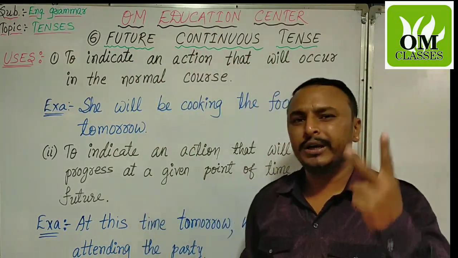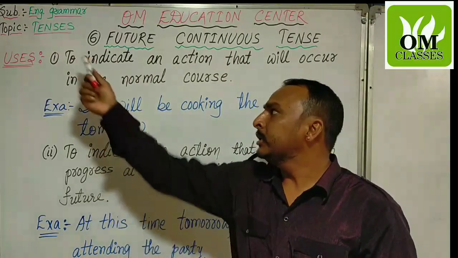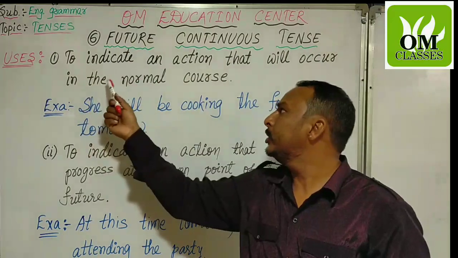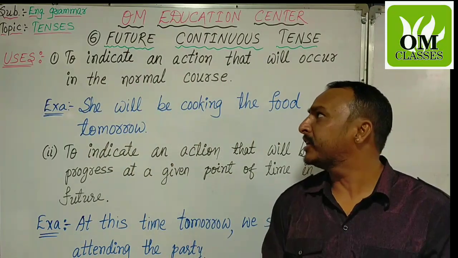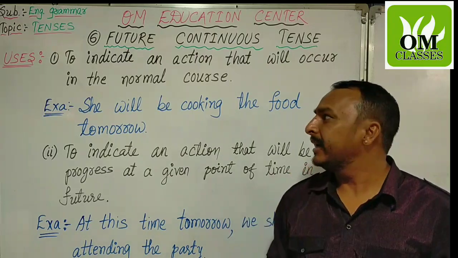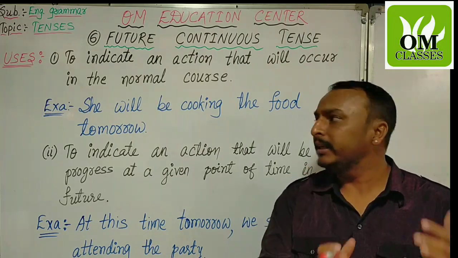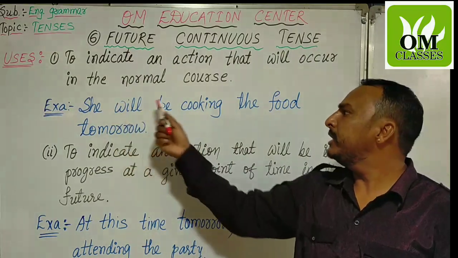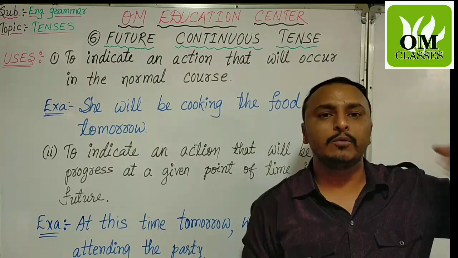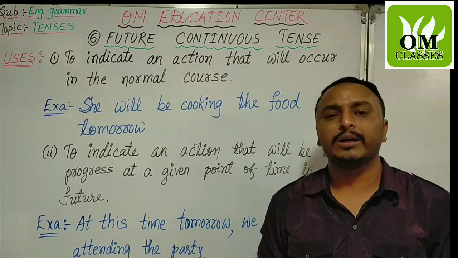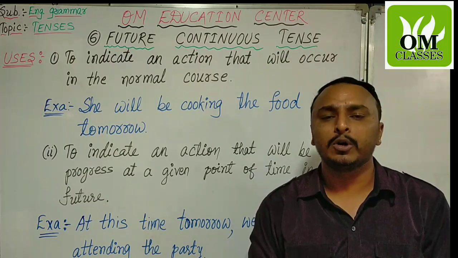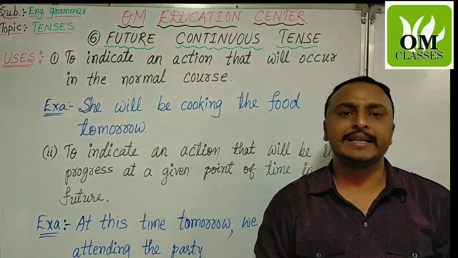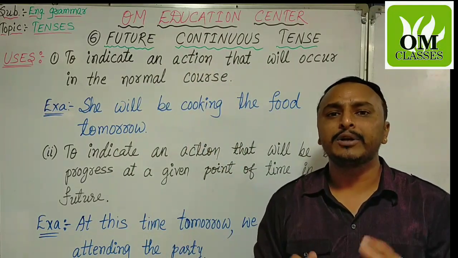What are the uses? I have written two main uses. To indicate an action that will occur in the normal course. Some action that we have to show that goes on in the normal course, meaning in the future that work will be going on. Like she will be cooking the food tomorrow. He will be playing cricket tomorrow. They will be dancing in the dance room. So for this type of sentences we use future continuous tense.